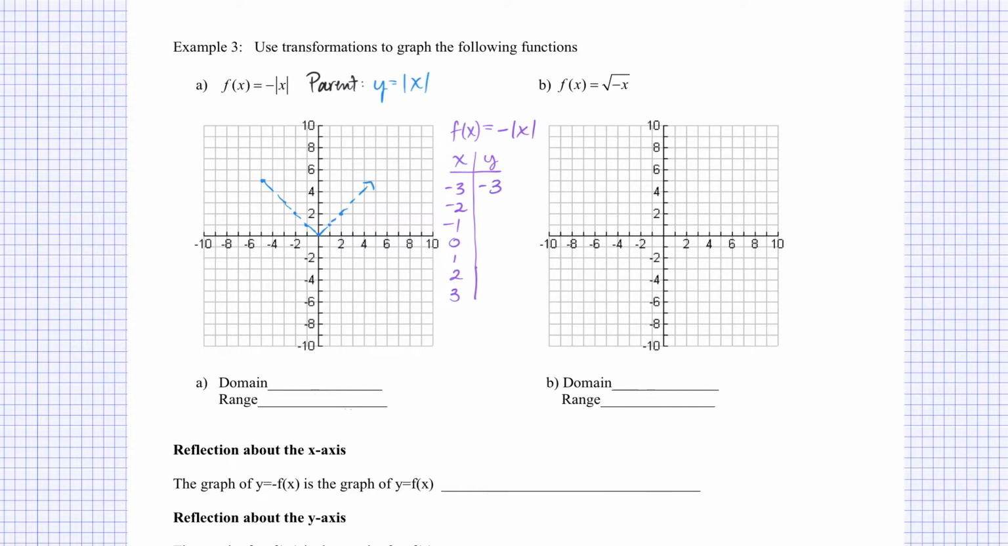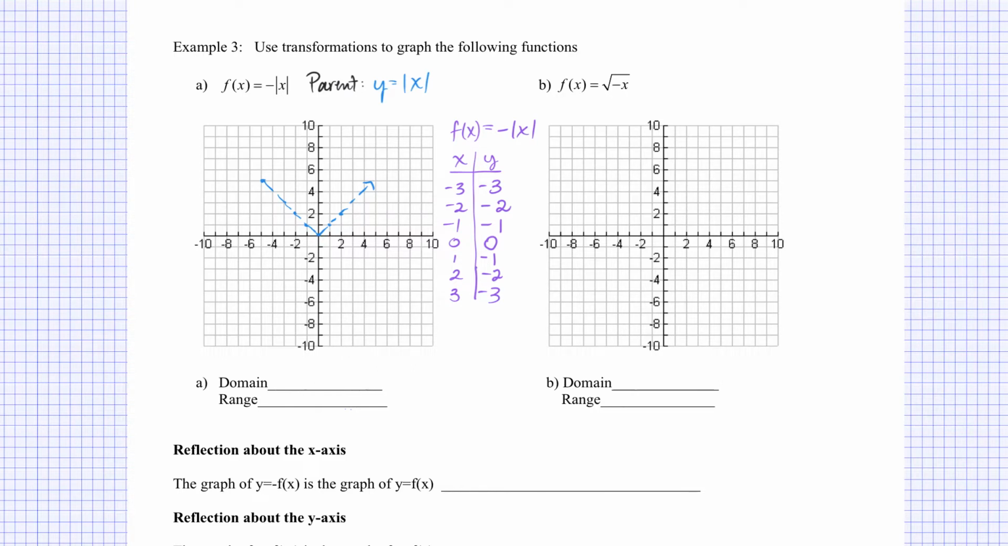The absolute value of negative 2 is 2. The opposite of 2 is negative 2. The absolute value of negative 1 is 1. The opposite of 1 is negative 1. The absolute value of 0 is 0, and the opposite of 0 is 0. The absolute value of 1 is 1. The opposite is negative 1. The absolute value of 2 is 2. The opposite is negative 2, and then negative 3, right?